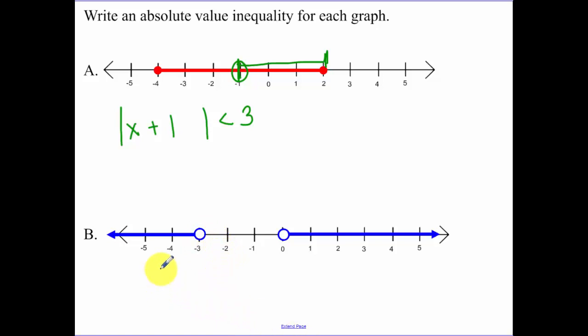For the one down here, absolute value inequality, this is a greater than. So between the two endpoints of the rays, or these two dots, find the midpoint. What's that middle? The middle is -1.5. That's what's being subtracted from the x. And then -1.5 is about right there. What's this distance? Because that's what the distance is going to be greater than. The distance is also greater than 1.5.